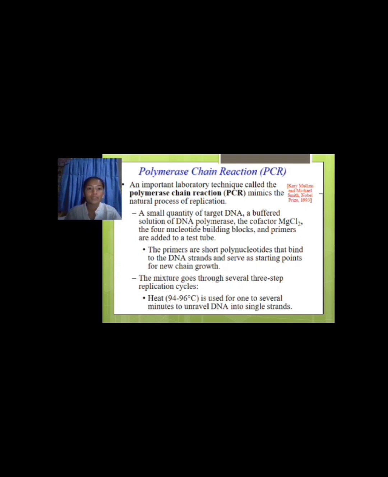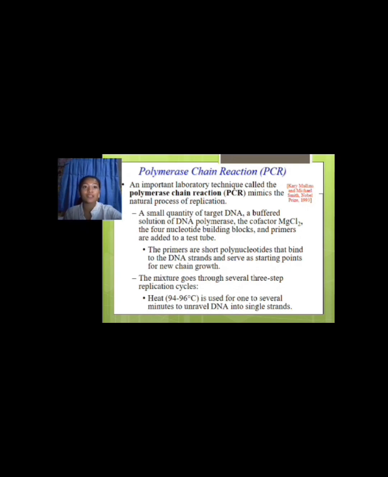A small quantity of target DNA, a buffered solution of DNA polymerase, the cofactor of magnesium and chlorine, the four nucleotide building blocks and primers are added to the test tube. The primers are short polynucleotides that bind to the DNA strands and serve as the starting points for new chain growth. The mixture goes through several replication cycles.